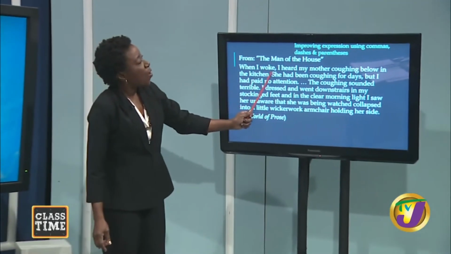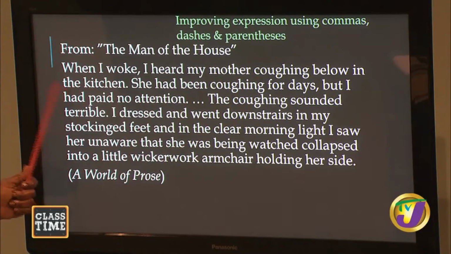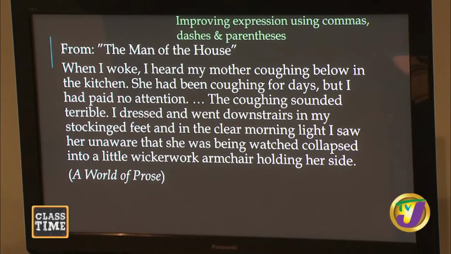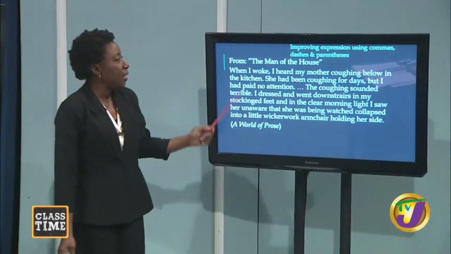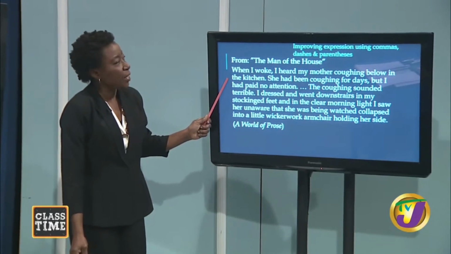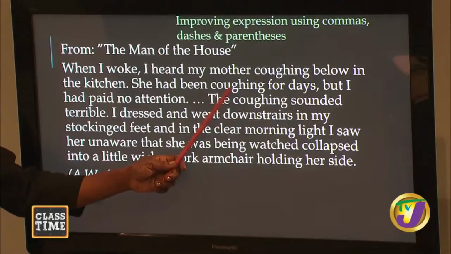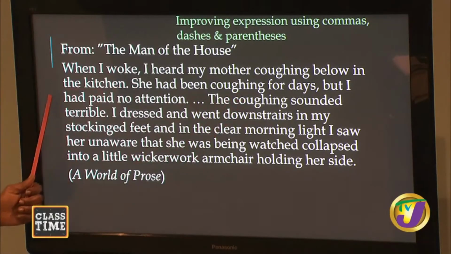when I woke, I heard my mother coughing below in the kitchen. Okay, that sounds okay. We don't really need anything more. It's all right. Okay, then. She had been coughing for days, but I had paid no attention. All right, then. Sentence has ended.